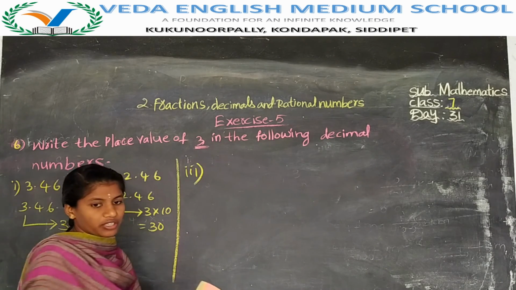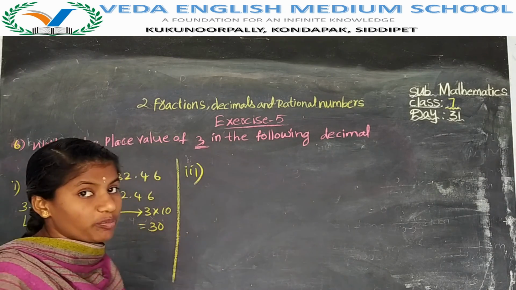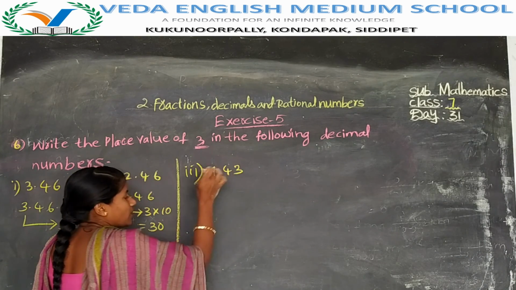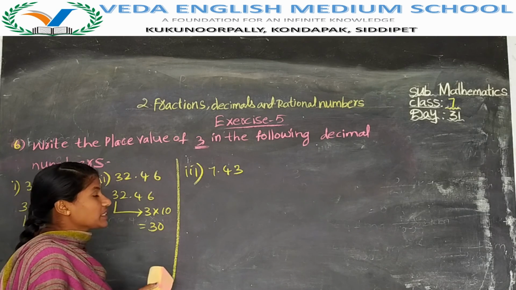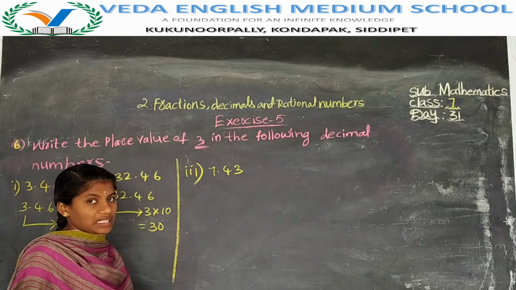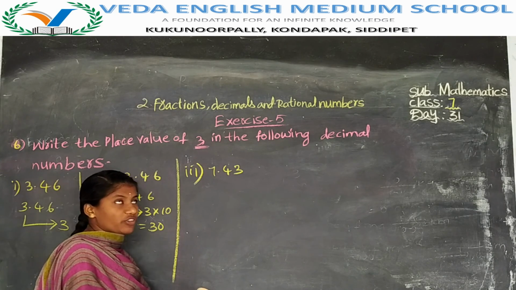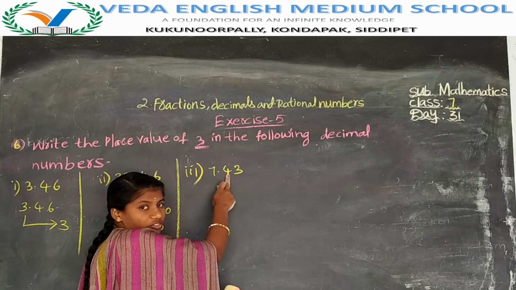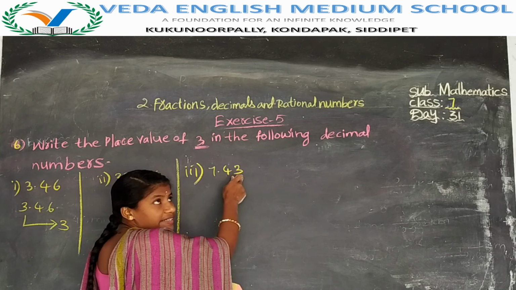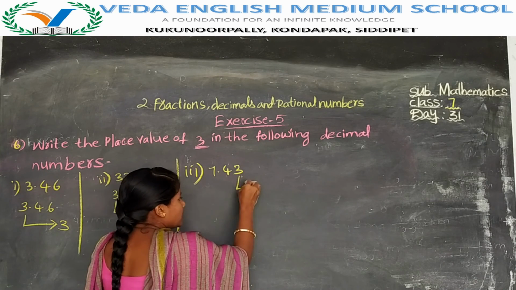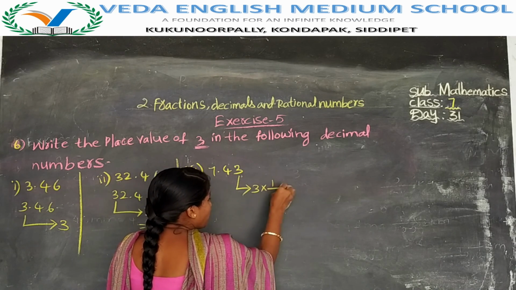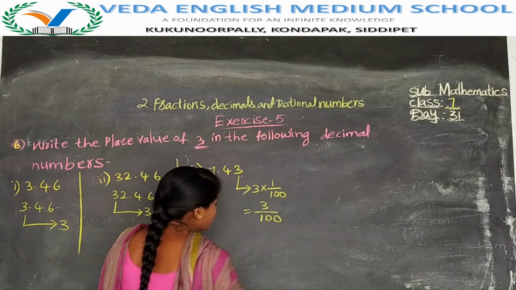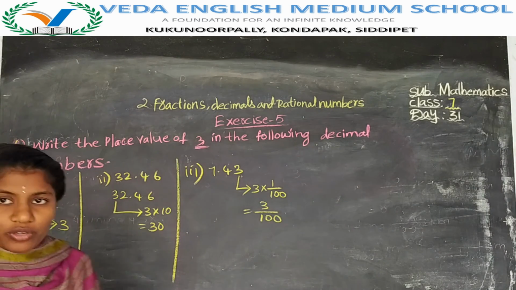Next, third question, 7.43. In 7.43, 3 is in the decimal part. What is the place value of 3? Hundredths. After the point, place value starts from tenths onwards: tenths, hundredths. So, 3 into 1 by 100. Like this, you have to write the place values for the remaining two numbers.